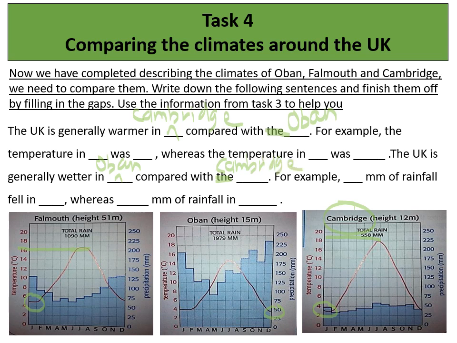So for example, in Oban, the total amount of rain was 1,979, and I would say it fell in the whole year. Whereas only 558 millimetres of rain fell in Cambridge for the whole year. Okay, so obviously what you've written might be different to what I've written, but you just have to interpret the climate graphs to put some sentences together to compare them.